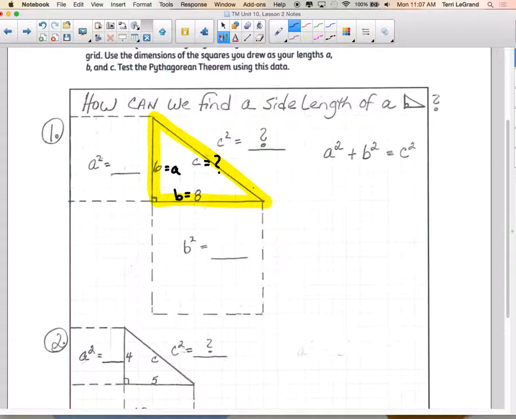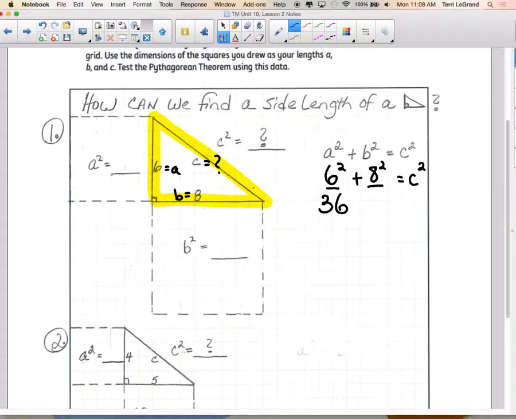Just like we don't know what C squared is, we don't know what C is either, do we? We don't know either right now. So let's put our A squared in, which is 6. So 6 squared. Plus our B, which is 8. That has to get squared. That should equal our C squared. Okay, what is 6 squared? 36, okay.